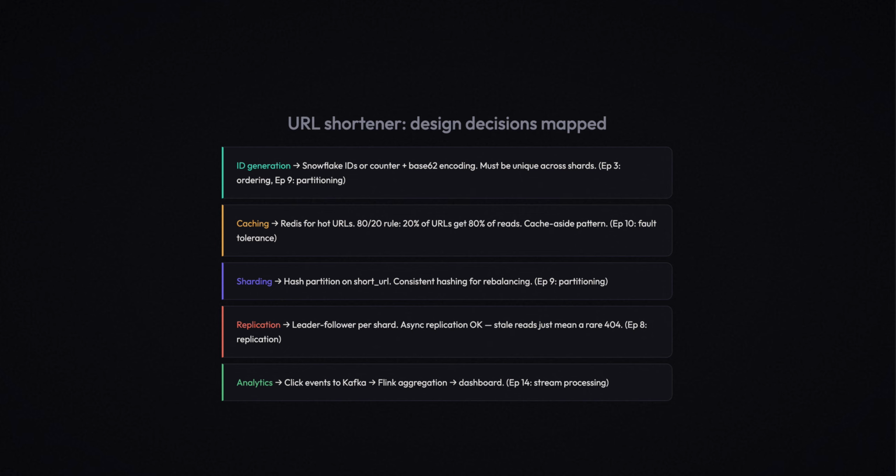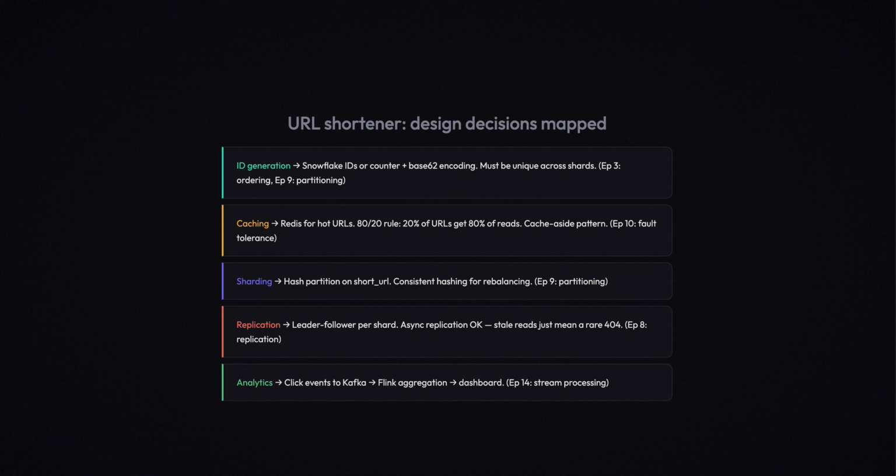Sharding. Hash the short URL and use consistent hashing for assignment. When we add a node, only 1 over n of keys move. Episode 9. Replication. Leader follower per shard. Asynchronous replication is fine here. A stale read just means an occasional 404 that resolves on retry.